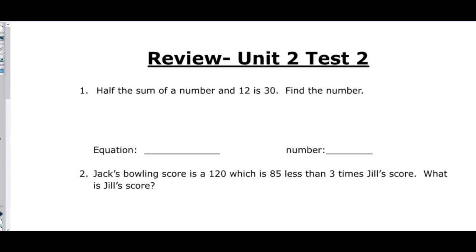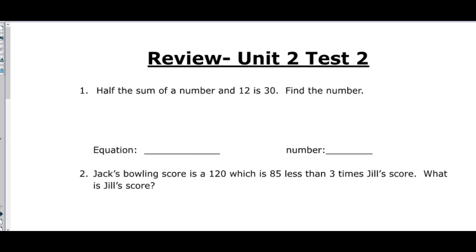All right, let's look at the Unit 2 Test 2 review. This is mostly over translating word problems and then solving literal equations. So we're going to start with translating the word problems. This is what your test is going to look like. It's going to be very similar to this. You're going to get some credit for writing the equation and some credit for actually finding the missing number. So you have to translate and solve.